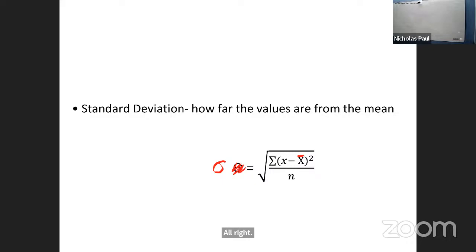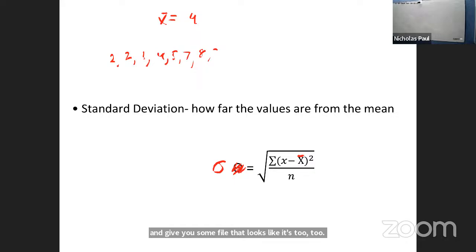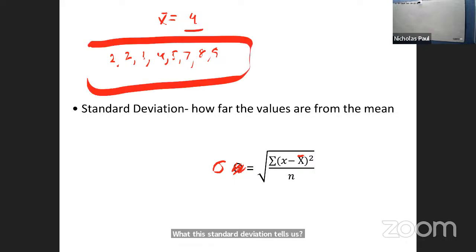So standard deviation. What is standard deviation? Let's pretend we knew a mean, and let's say the mean value was 4. Suppose I gave you some values with a mean of 4, like this: 2, 2, 3, 4, 5, 7, 8, 9. What does the standard deviation tell us? It tells us how far this set of data is from the mean.